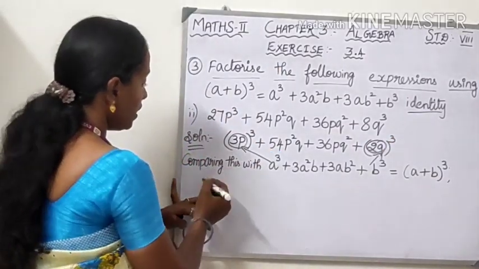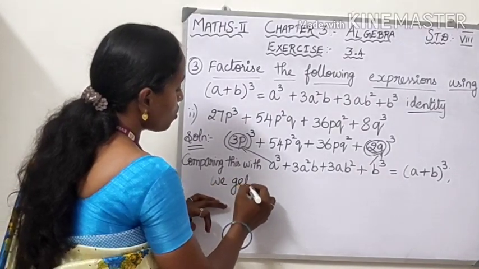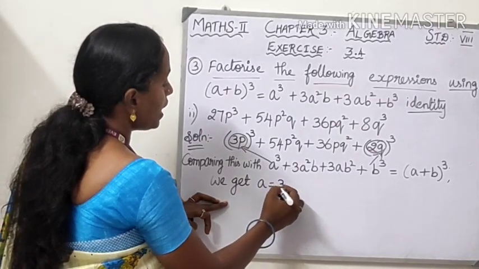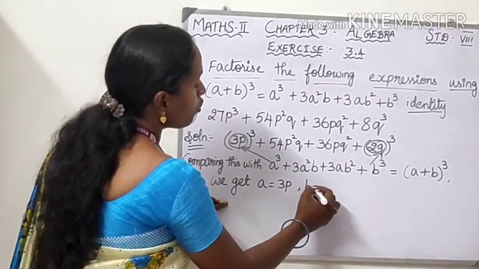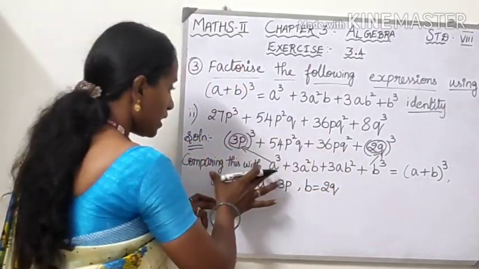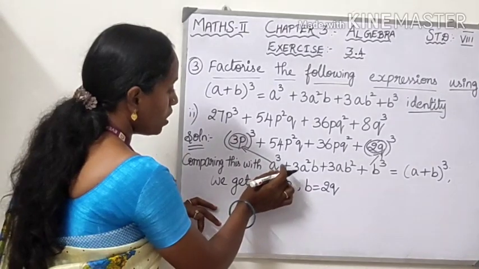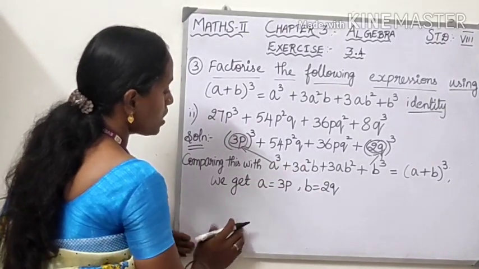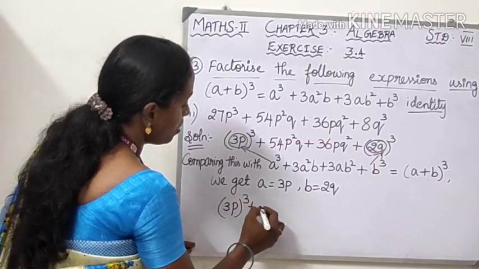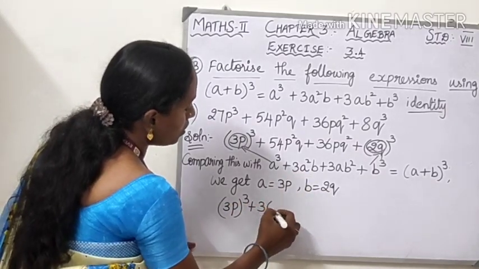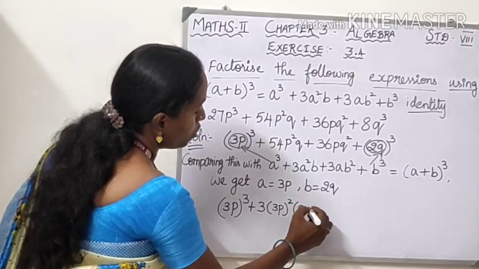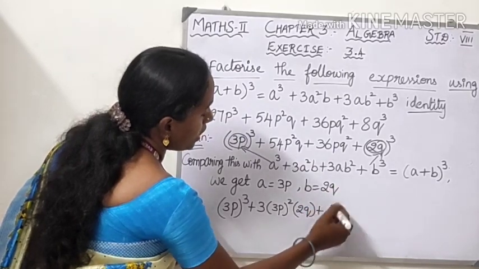By comparing, you can get the value of a and b. So what is the value of a now? If you just compare it, you will get the value of a is 3p. And what is the value of b? When you compare it, you will get the value of b is 2q. So you can rewrite our given equation as a power 3, that is 3p the whole cube, plus 3, what is the a value? It is 3p. So 3p the whole square, and what is the b value? It is 2q.